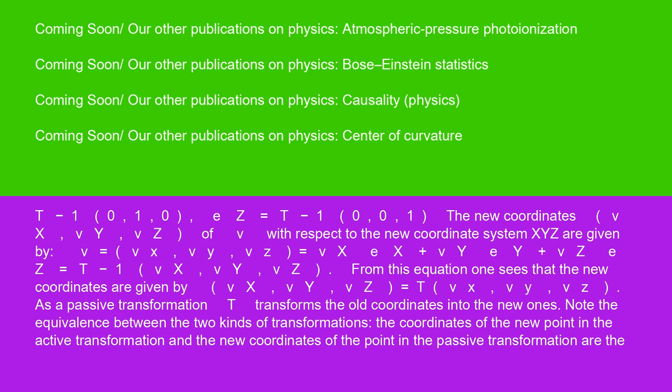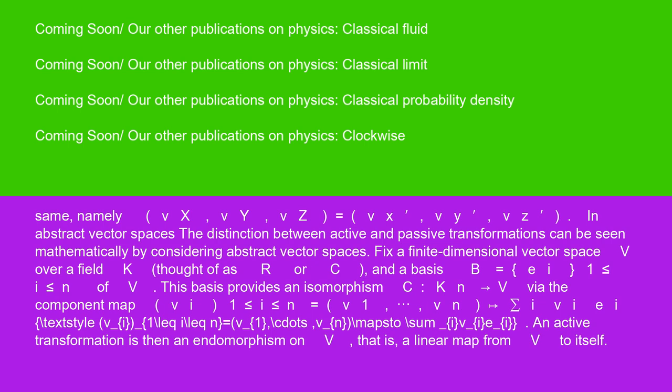The coordinates of the new point in the active transformation and the new coordinates of the point in the passive transformation are the same, namely (Vx, Vy, Vz) equals (Vx, Vy, Vz). In abstract vector spaces, the distinction between active and passive transformations can be seen mathematically by considering abstract vector spaces.